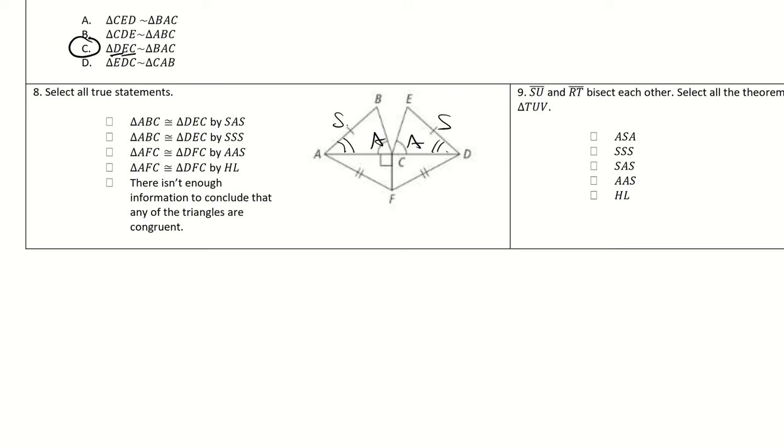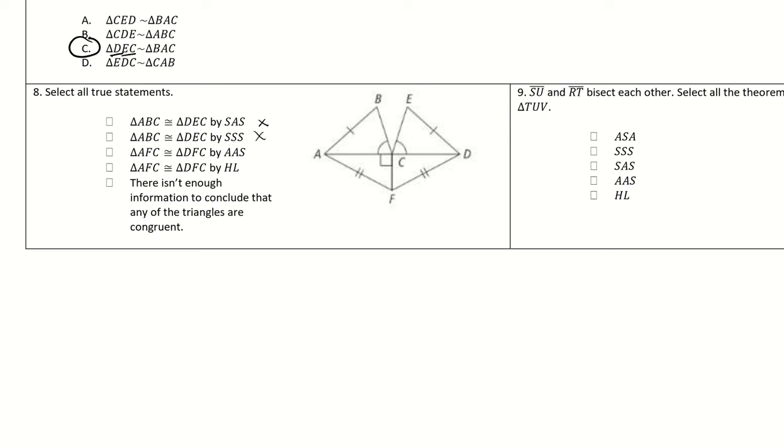So that's not correct. So I'm going to delete this because we can't say that. So that's a no. ABC is congruent to DEC by SSS. Well, we got a side, we got an angle, but that's it. So it's not going to be this one.